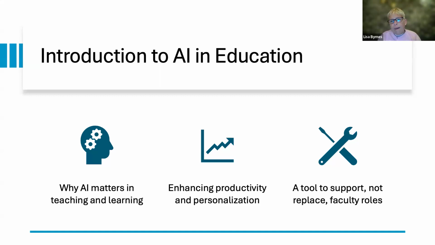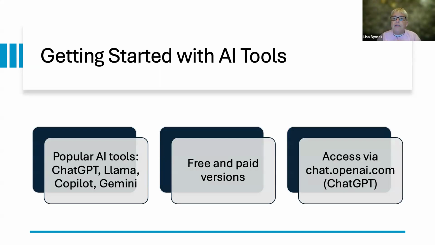So let's get started with, let's just talk about some different tools. You can go to the next one, Kate. Most of you have likely heard of ChatGPT, and we call that Chatty G because sometimes ChatGPT is difficult to get out. Llama, Copilot, Gemini, those are just some of the AI tools that are out there.